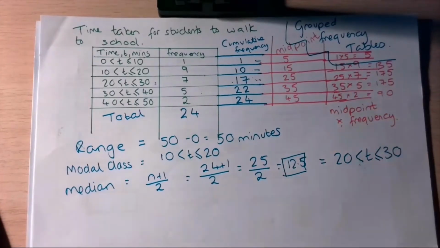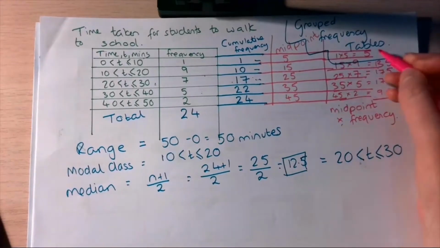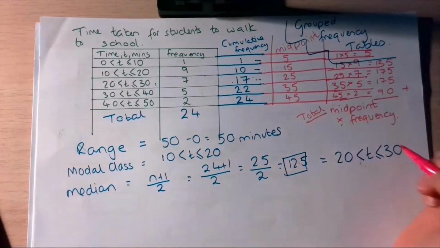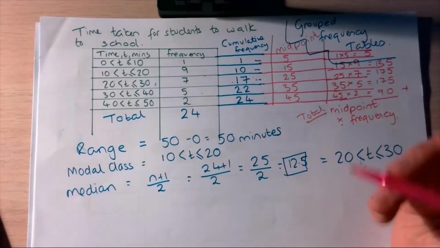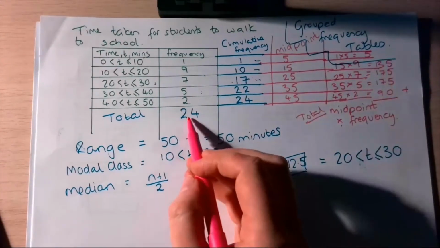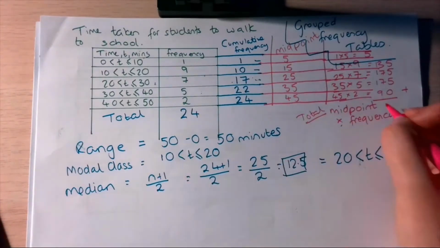So that's our first step. And now we're going to add them up. Add up these totals, because what that's going to tell us is the total distance walked by all the students all together, and then what we can do, like we would have usually done, is divide it by how many students there are. So we're going to add these numbers up. We've got 5, add 135, add 175, add 175, add 90, which is 580.